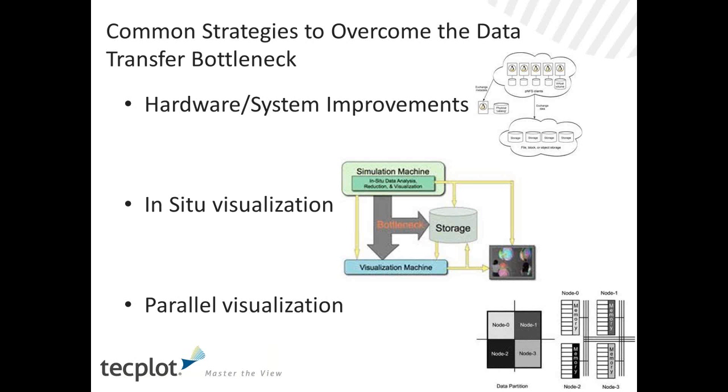Another strategy that quite a few people are starting to evaluate is the in situ visualization model, where the data never goes to storage. You're looking at it on the fly as it's being calculated, which, for some problems may actually be okay, but there are some significant limitations when you think about in situ visualization and the implications to exploration and discovery.